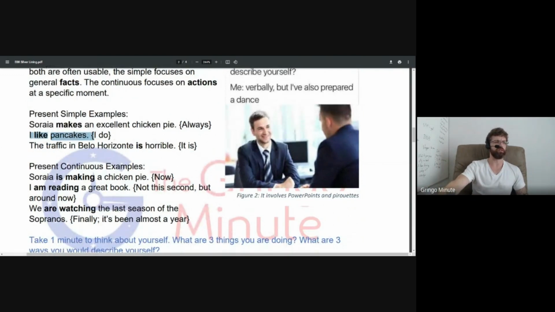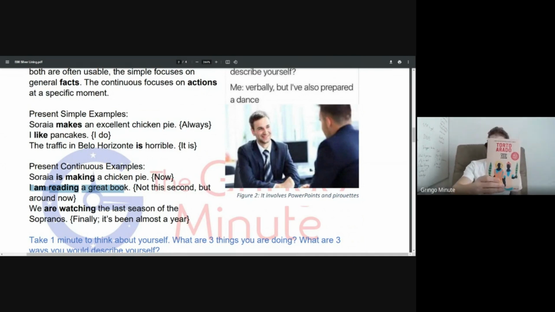Continuous is the opposite. Just like we say Soraya makes an excellent chicken pie, always, I could say that Soraya is making an excellent chicken pie right now. So we are finally watching the last season of The Sopranos in these last two examples. This does not mean that I have a book open. So it's recommended to me.